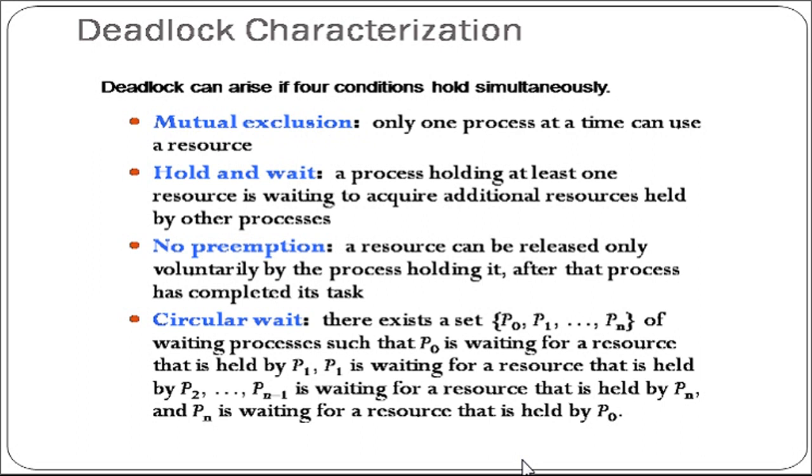The last one is circular wait. Consider a set of n waiting processes such that P0 is waiting for a resource that is held by P1, P1 is waiting for the resource held by P2, and Pn-1 is waiting for the resource held by Pn, and so on.